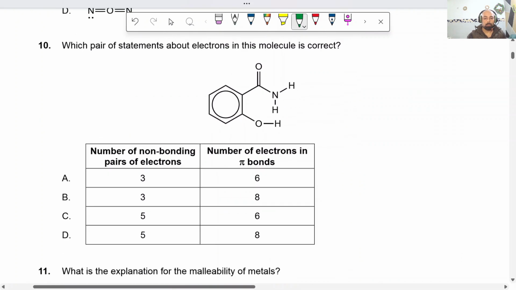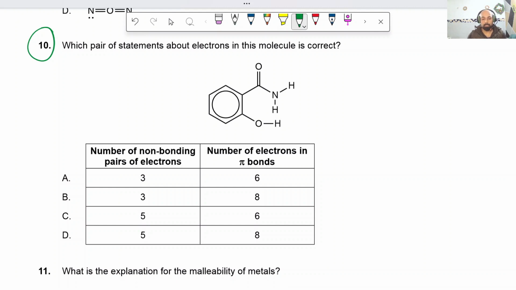Okay, look at this structure in question number 10. Which pair of statements about electrons in this molecule is correct? Now, you need to look through it very carefully. So for the first column, number of non-bonding electrons, which are also known as lone pairs of electrons, and on the other hand, we have the number of electrons in the pi bonds. So usually a single bond is a sigma bond, and whenever there's a double bond, we call it a pi bond.